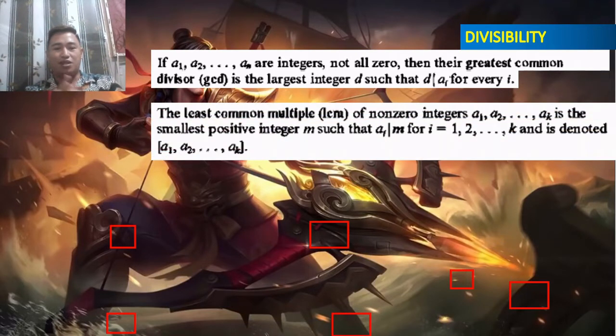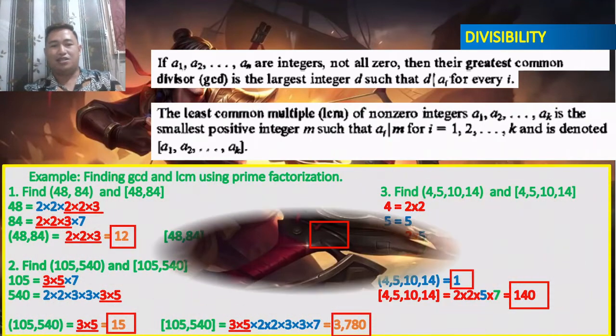The least common multiple, or LCM, of non-zero integers A1 to AK is the smallest positive integer M, such that all the AIs divide M for I from 1 to K, and is denoted by this notation. The GCD uses parentheses, while the LCM uses brackets. The GCD is the largest, while the LCM is the smallest positive integer.